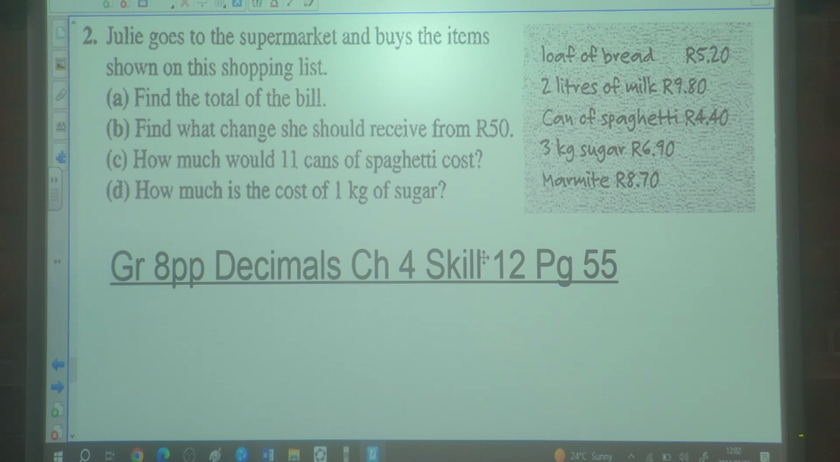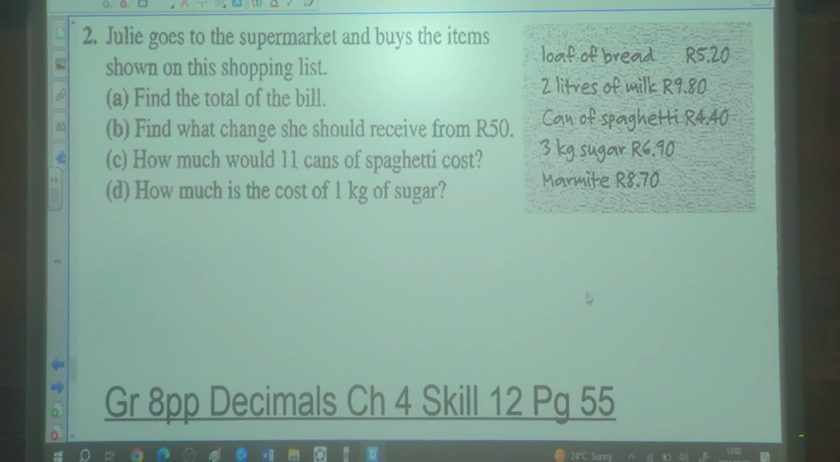You guys eat Marmite? Okay, I don't know what that is. It's 8 rand 70. Marmite, halal? So what's Marmite? I don't know what it is. But anyway, I'll find out and I'll let you know what Marmite is.